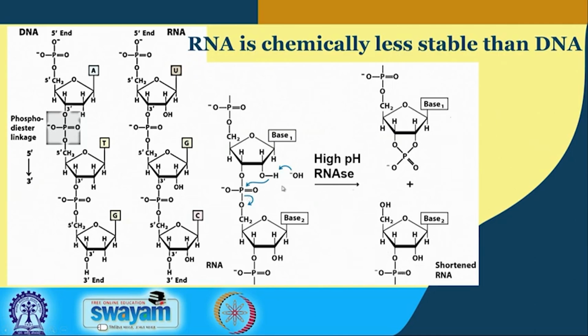This type of reaction cannot happen here because we do not have an OH group here. So, this makes DNA molecules much more stable chemically compared to RNA. Moreover, the double stranded nature of DNA makes it even more stable compared to RNA. So, we are going to exploit this particular difference in the chemical nature of DNA and RNA when we are going to separate the DNA and RNA molecules.